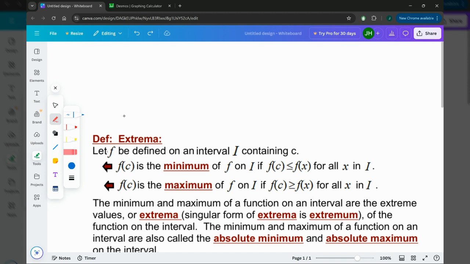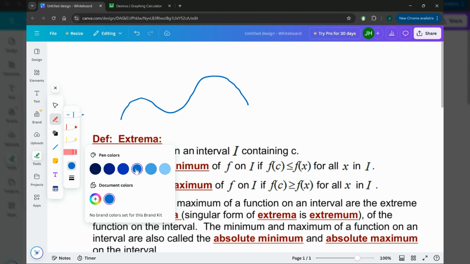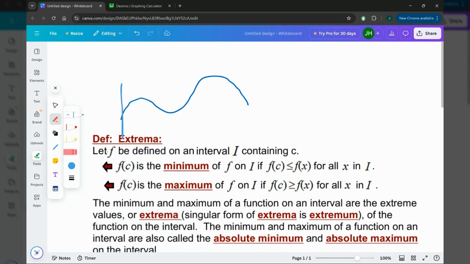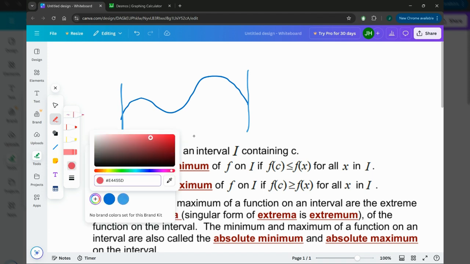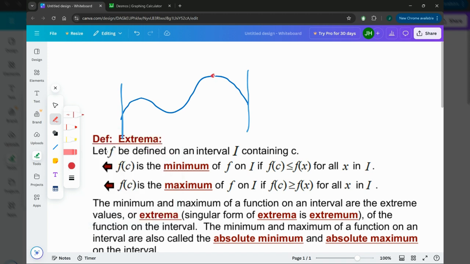So if we take some function and we're drawing this function and we pick a specific interval, okay? When I say we pick a specific interval, we could say from here to here. What is the maximum on that entire interval? Well, the maximum on this entire interval would be this point right here because it is the highest point on the entire interval. This value at C, which we call f of C, is greater than or equal to any other f of x on that particular interval.